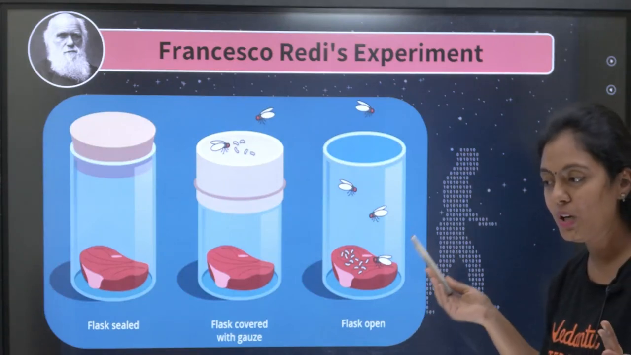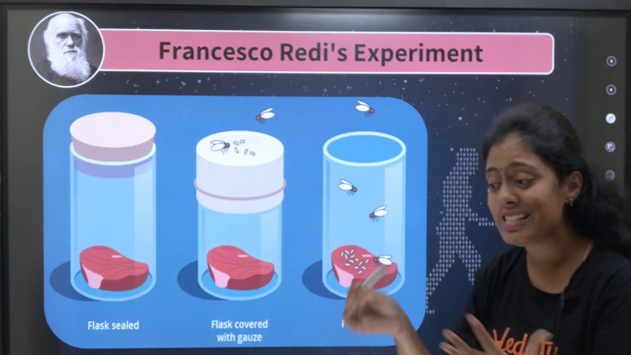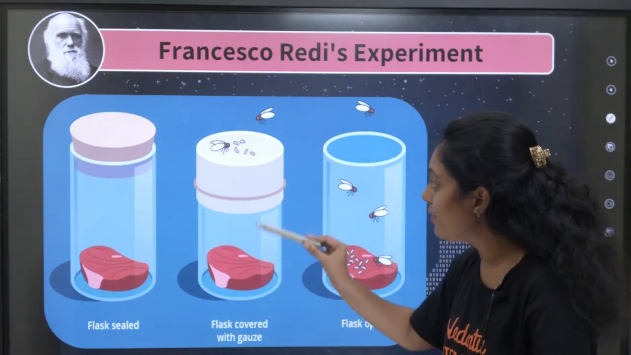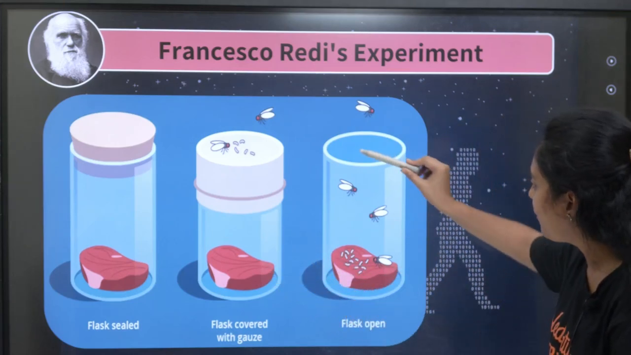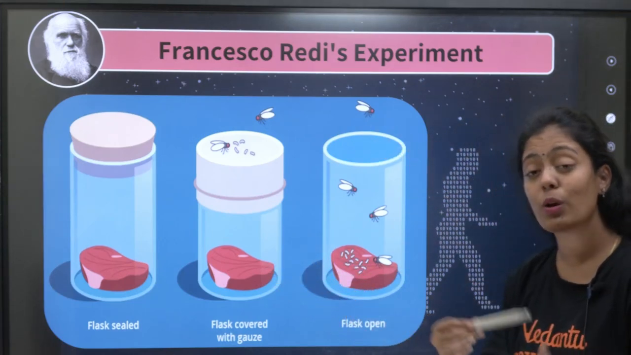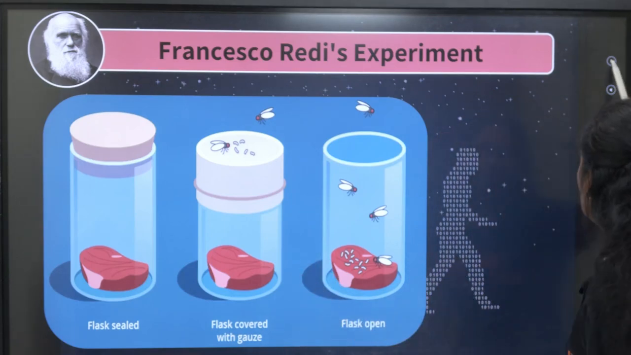This is what Francisco Redi did. Look here, this is a flask that is completely sealed. Here the flask was covered with a gauze. There were one or two flies there. Here the flies could easily enter, and there you could actually see a lot of maggots. Next.